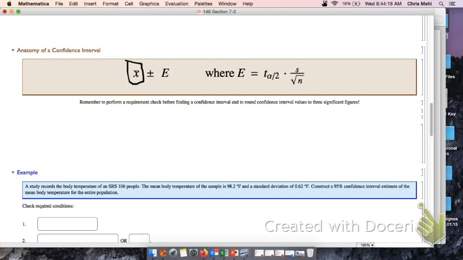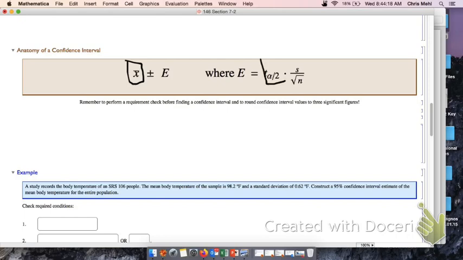So rather than just using the sample mean as a single value estimate of the population mean, we construct what's called a confidence interval, which is a range of values for which the population mean could fall between with a certain level of confidence. And we can do any percent confidence for our confidence intervals. We can do 90% confidence. We can do 95% confidence.